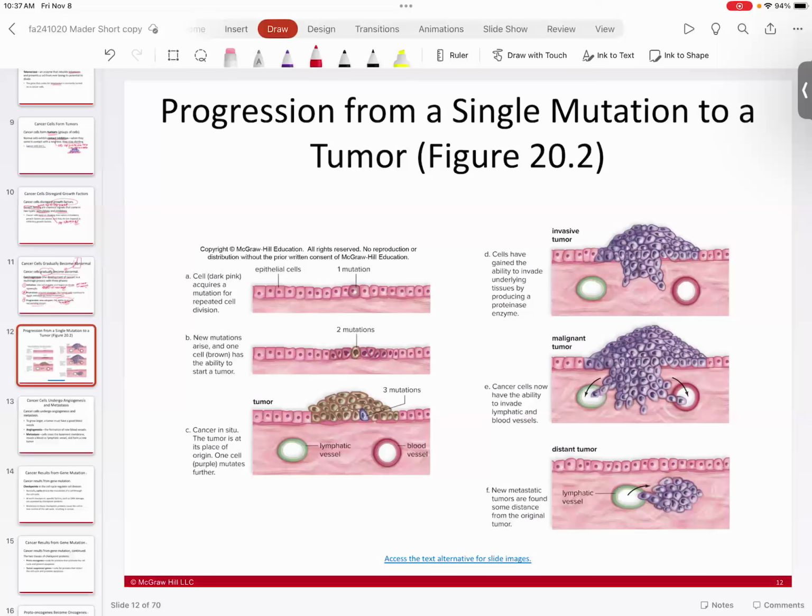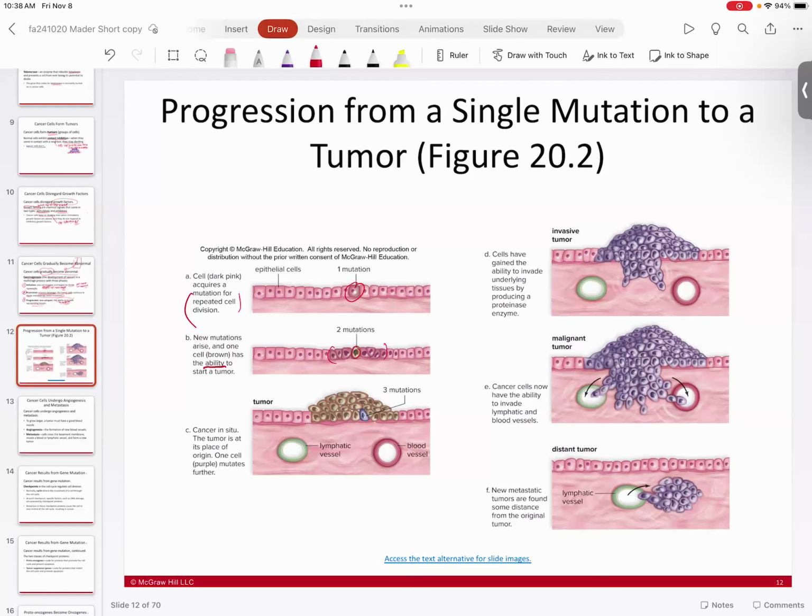So ultimately, you start off with one cell in an otherwise normal sheet of epithelial cells that becomes a problem. Then what this one cell will do is start to divide without control. So you have basically repeated cell division. And then it's going to start to create a lineage of cells that begins to push the normal cells away. And one of these cells may have picked up an extra mutation, and that extra mutation may have given it a new ability. And that's important. That's how cancer cells progress.